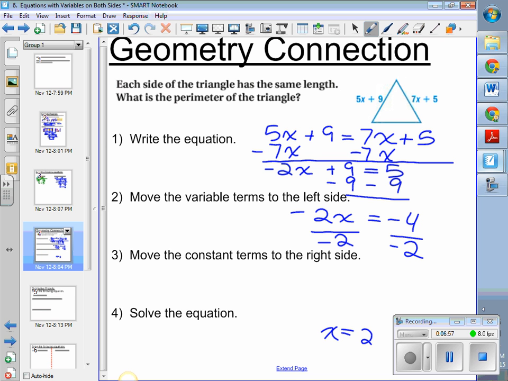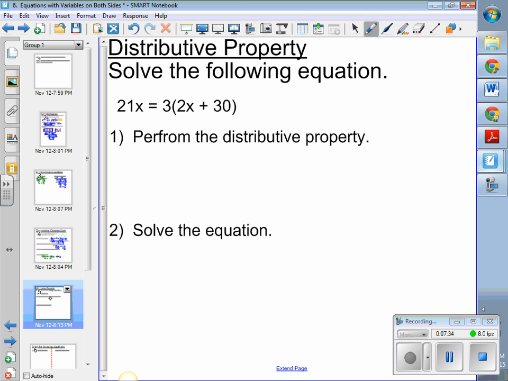Now it's always a good idea to go back and insert the numbers into your equation to make sure you're right. So if I do 5 times 2 plus 9, I get 19. And is it equal to 7 times 2 plus 5? And that's also 19 because it's 14 plus 5. So we are good. We check. Always a good idea to go back and do that.